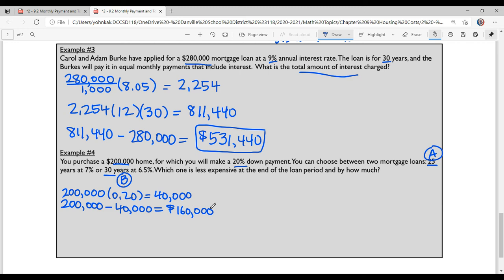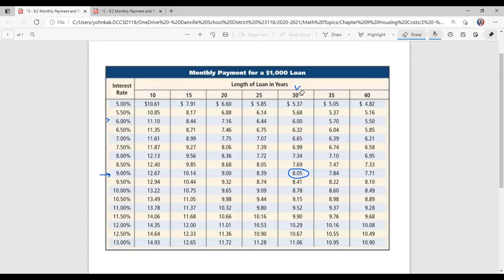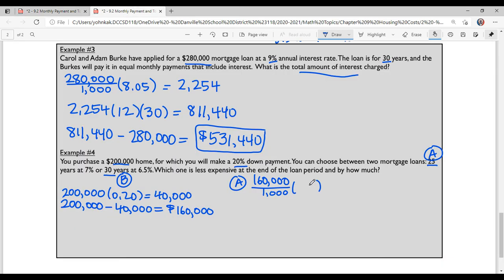Okay, so now I need to calculate how much each loan is going to cost me when I fully repay it. So let's do option A first. We take the price of the mortgage, $160,000, divide it by 1,000, and times it by the table value. Option A has 25 years at 7%. 25 years, 7% is 707. So I'm going to multiply by 707. This will give me a monthly payment of $1,131.20.